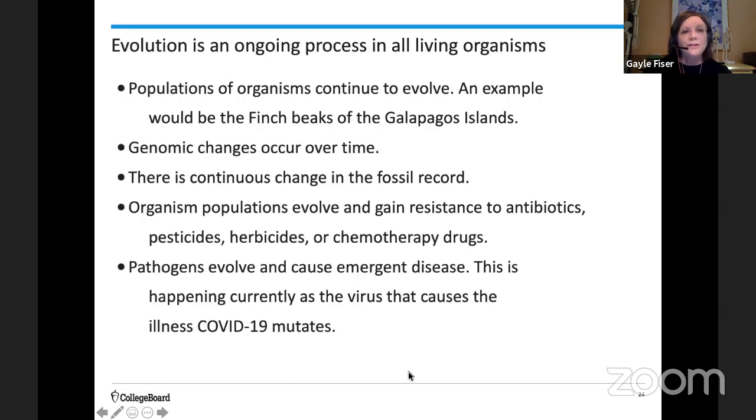All right, evolution is an ongoing process in all living organisms. Populations of organisms continue to evolve. An example would be the finch beaks of the Galapagos Islands. Genomic changes occur over time. There is continuous change in the fossil record. Organism populations evolve and gain resistance to antibiotics, pesticides, herbicides, and chemotherapy drugs. And then pathogens evolve and cause emergent disease. This is currently happening as the virus that causes the illness COVID-19 is mutating.